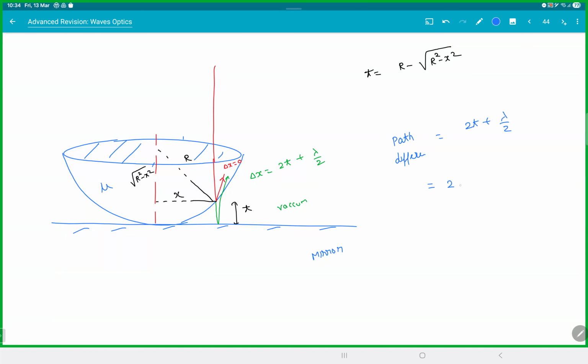But what is t? 2 into r minus r times root of 1 minus x square by r square. Since x is very, very small compared to r, I can use binomial approximation. This will be r minus r into 1 minus x square by 2r square. r will cancel, you end up with x square by 2r. That's your small t. I hope that is right. So this will be 2x square by 2r plus lambda by 2. This is the path difference of a light ray which is hitting at x. And what will be the shape of the fringes?